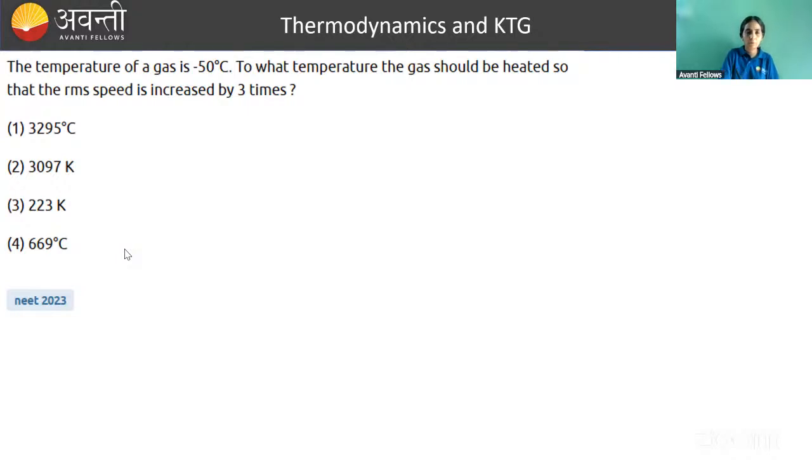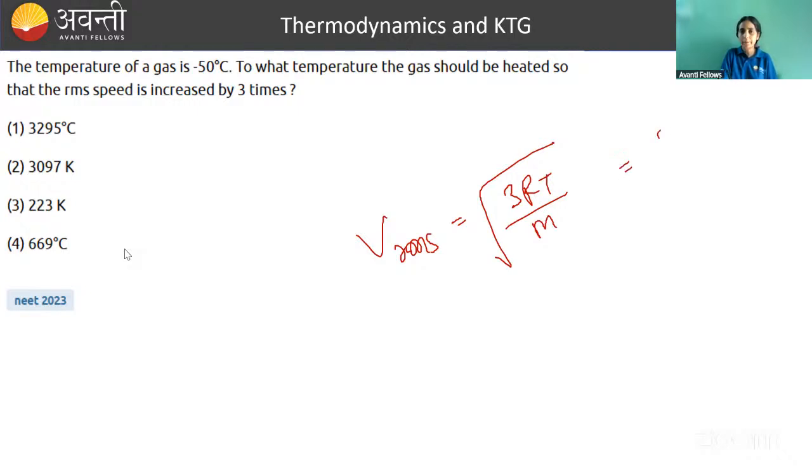You know the formula of RMS speed, right? Vrms is equal to root of 3RT by M, where M is molar mass, T is temperature in Kelvin, R is gas constant. Or it can be written as root of 3kT by small m, where k is Boltzmann constant, small m is mass of one atom or molecule. We often use this formula. Done it? Let me know.